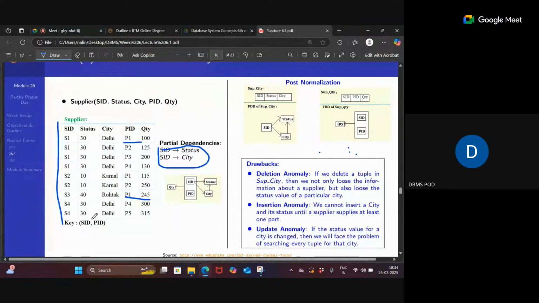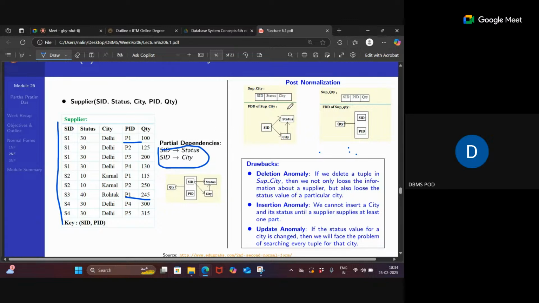SID and PID together is the key, but SID, part of the primary key, is determining other non-prime attributes. So it is a partial dependency. The relation is not in 2NF, so we can decompose it into two tables: SID, status, city in one table, and SID, PID, quantity in the other table. These are the partial dependencies.